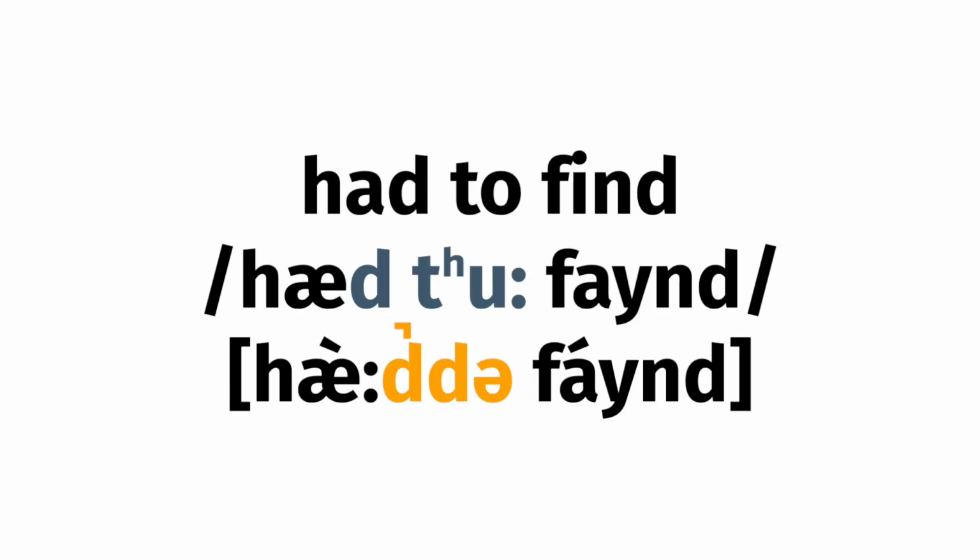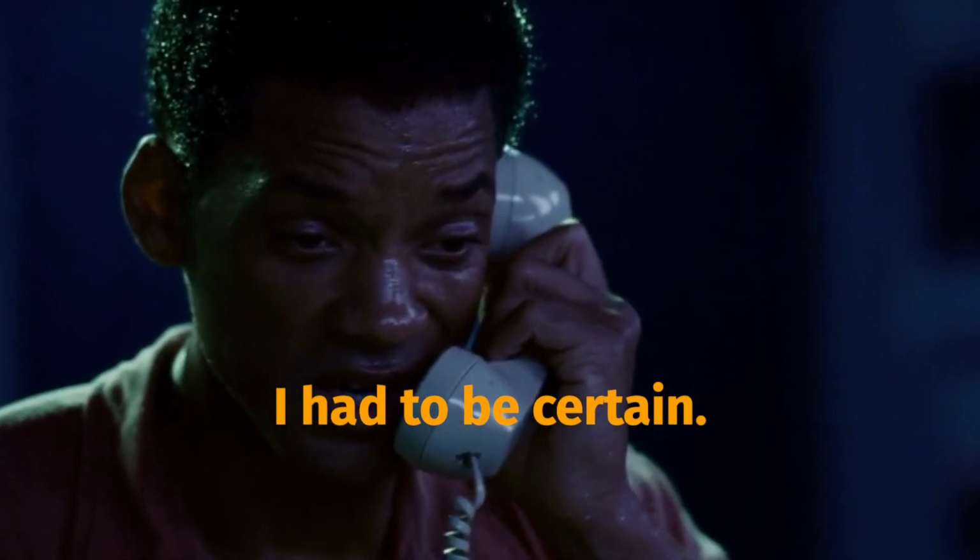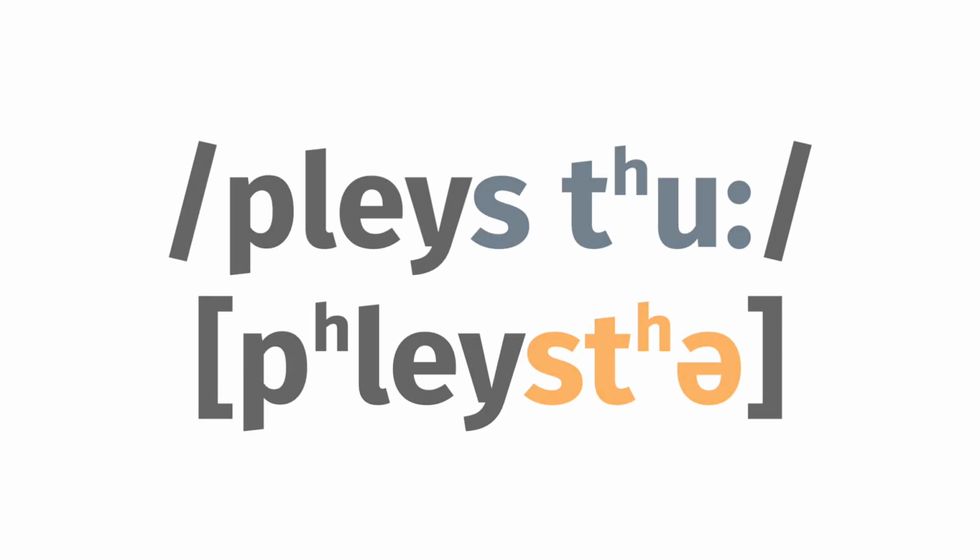Had to find. Again, we hear it in had to. Be sure to say both D's distinctly. Don't release the first one, just hold it. Then release the second one. I had to be certain. You had to do it, didn't you?